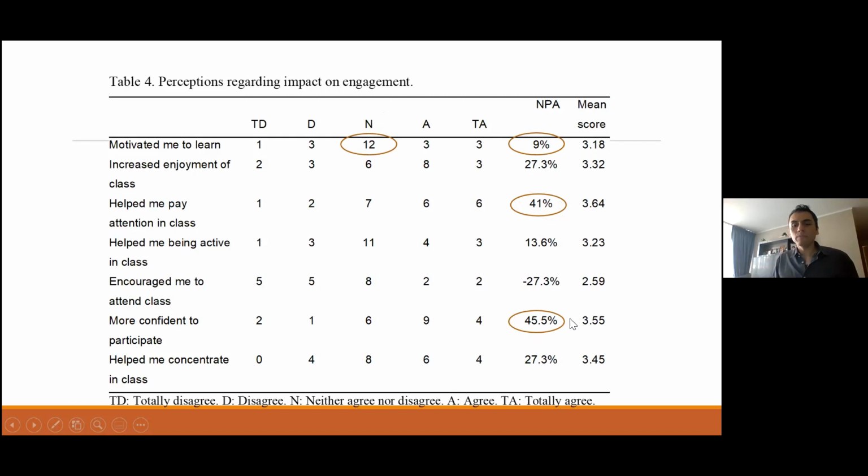And it gave them more confidence to participate in the classroom. So that is related to what I said about lowering anxiety. So the application is effective in that way.